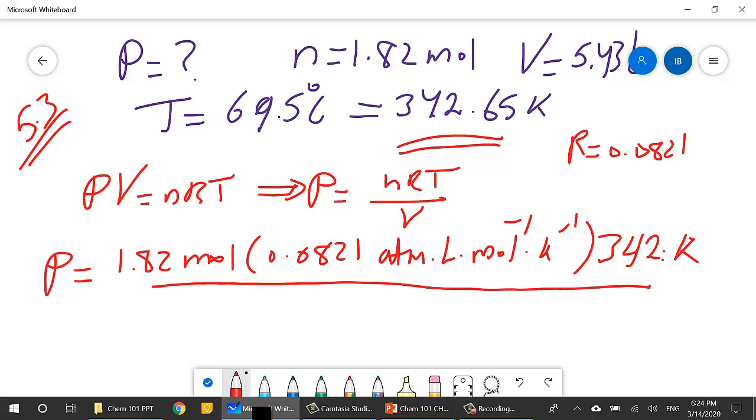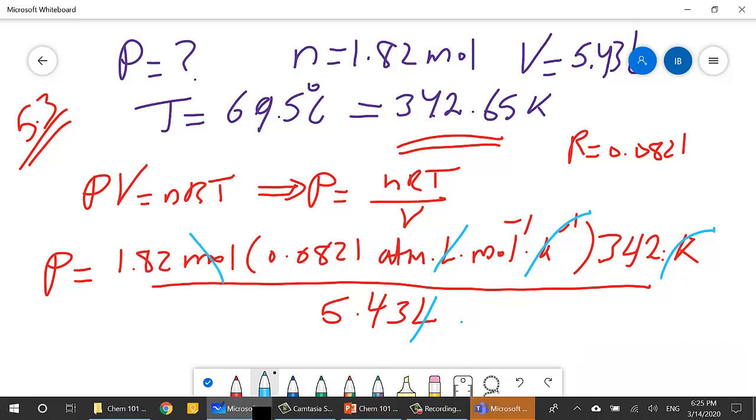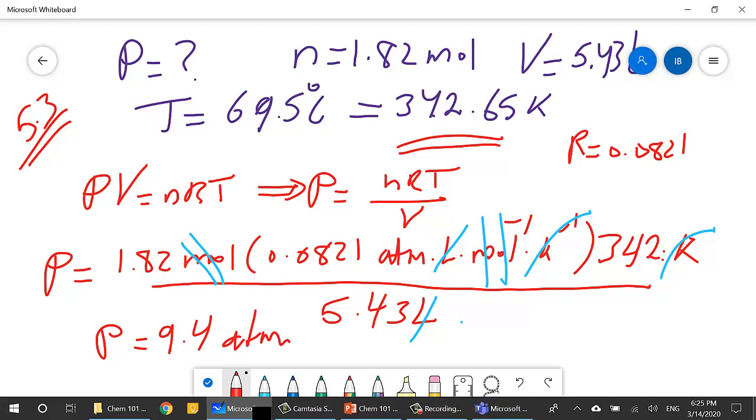And over the volume, which is 5.43 liter. Now, if you see here, everything cancels out nicely. So this liter goes with this liter. The Kelvin minus 1 goes with the Kelvin, and the mole here cancels out with this mole minus 1. So if you do the math, you will find the answer to be 9.4 atmosphere. So the pressure is equal to 9.4 atmosphere. We can practice this at home and make sure we get the right answer.